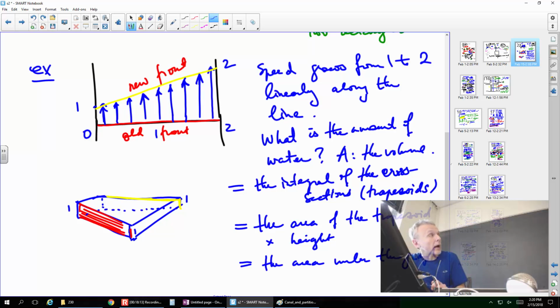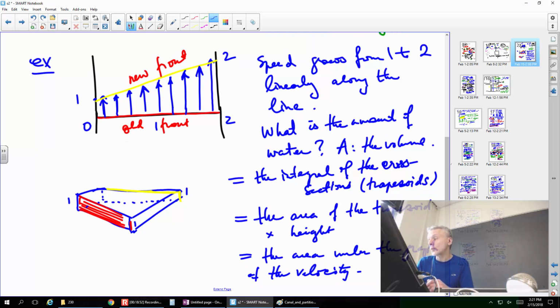That yellow line represents simultaneously the new front, but it also represents the function of the velocity. So it is the graph of the velocity. See those velocities, those arrows? They are the ones that give you the new front, and the interpretation doesn't matter. It's the same function, and that function will give us, through integration or otherwise, the area, and that will give us the volume.